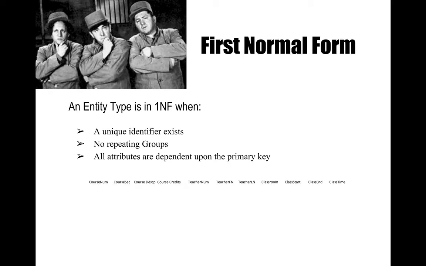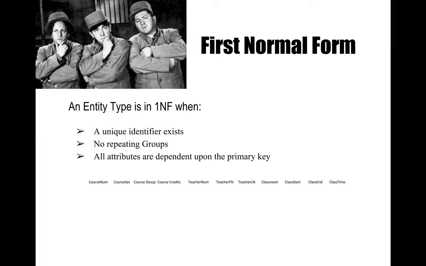So if we look at, you can see a light just popped up here. There's some data, and these are all attributes or possible attributes to be in an entity. And we have course number, course section, course description, course credits, teacher num, teacher first name, teacher last name, classroom, class start, class end, and class time. All of these together are attributes that relate to what? A class section, correct?